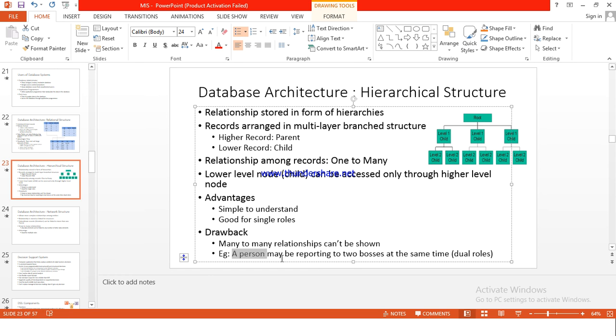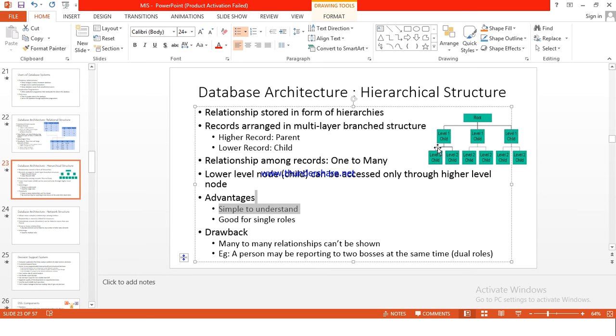For example, I have given this example. Have a look at this example. A person who is reporting to two bosses. I hope you know that this kind of arrangement is there when we have a matrix organization. The same person could be reporting to two different bosses. Now this kind of relationship cannot be shown by a hierarchical structure. But what is the advantage? It is very simple to understand, and this is good for single roles. Very simple to understand and very good for single roles.